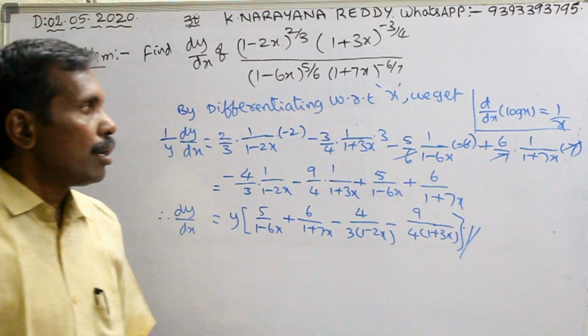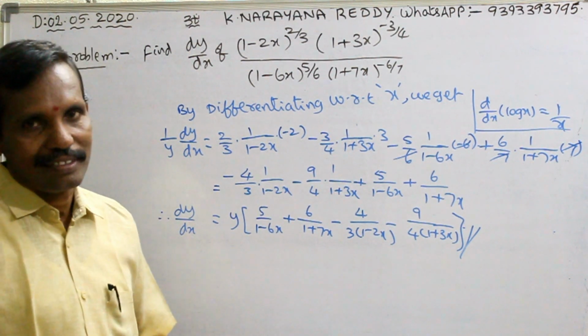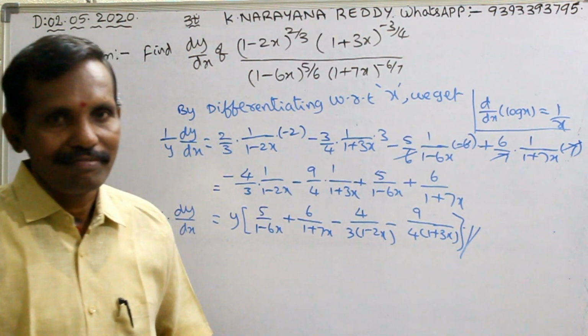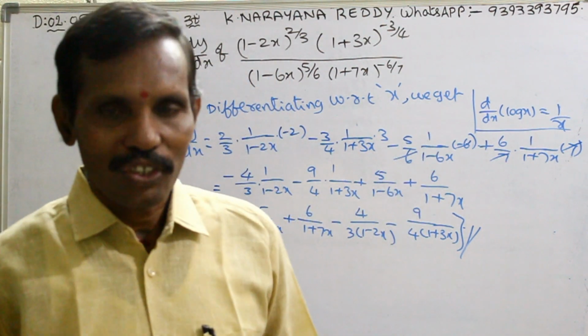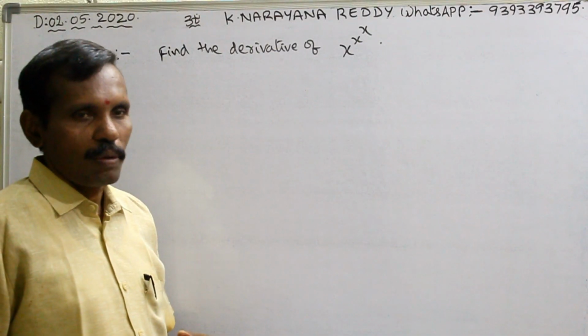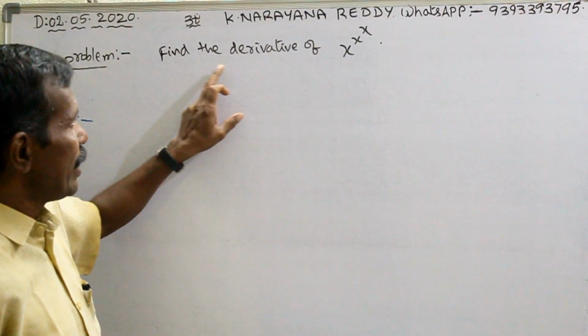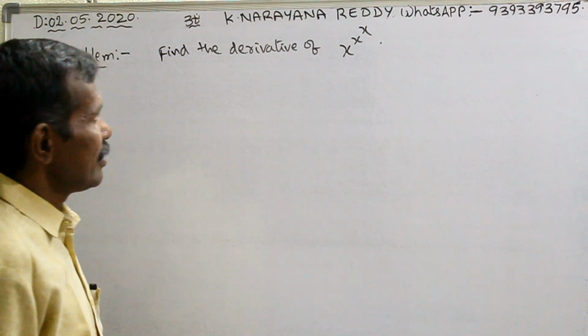Okay. Here we are using formulas regarding logarithms: log mn, log m to the power of n, log m by n, log x. So you can use those formulas. Yes or not? See the next problem. Find the derivative of x to the power of x to the power of x. This is a very important problem.